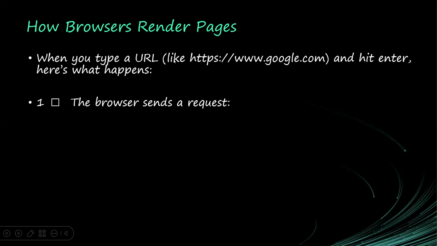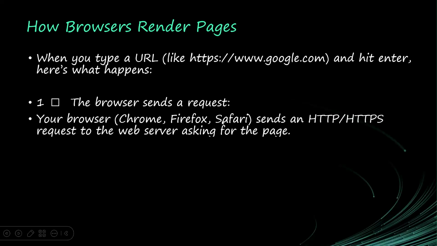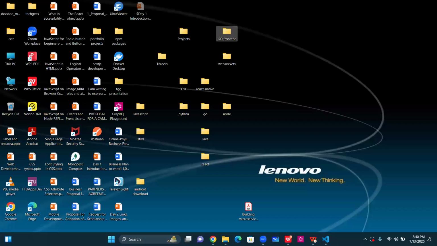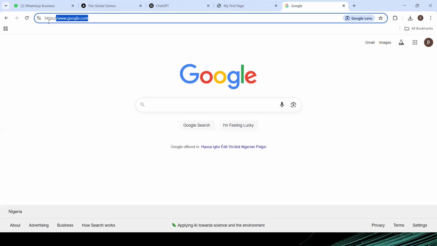So when you type a URL like http whatever.com and you hit enter, the browser sends a request to something we call a server. Your browser, your Chrome, your Firefox, or your Safari, sends an HTTP request to a web server asking for the page. Now, when you look at what we just did, we typed in this URL and the browser sent a request to google.com.